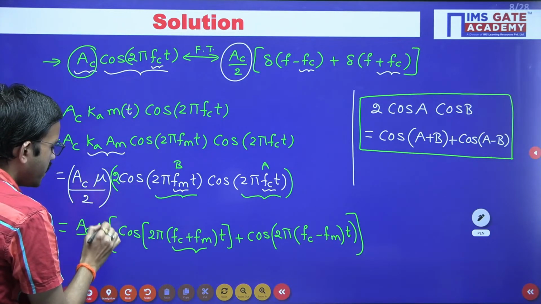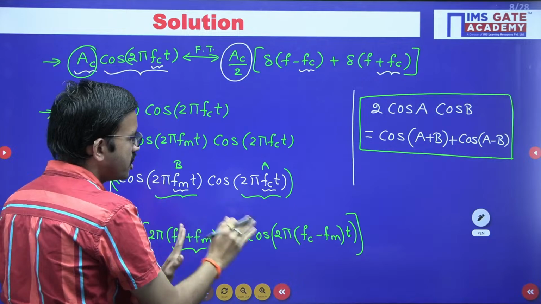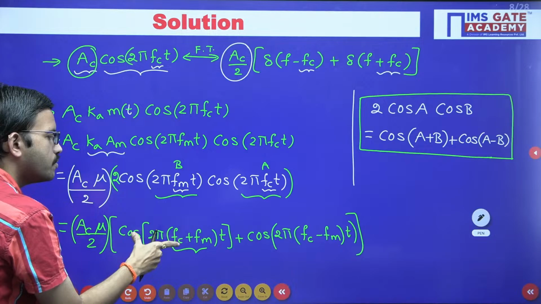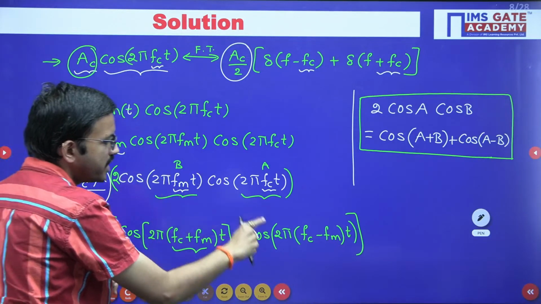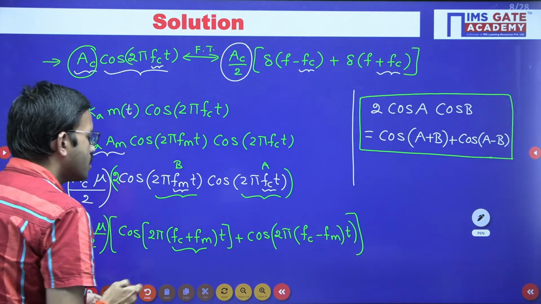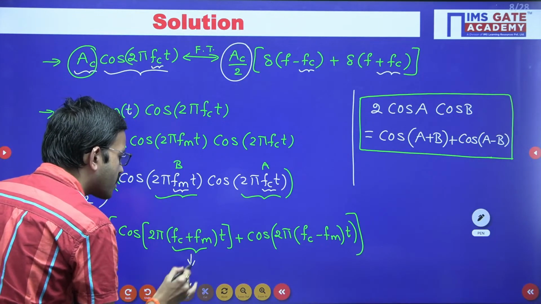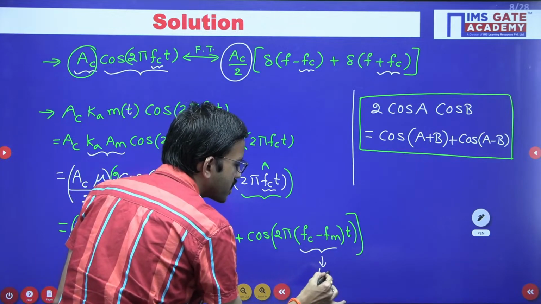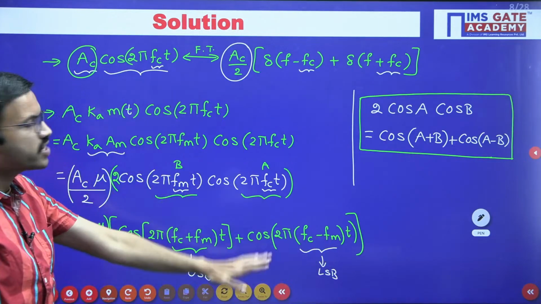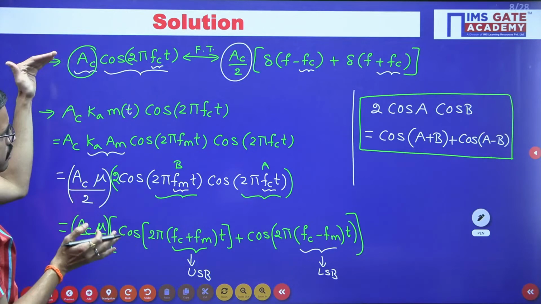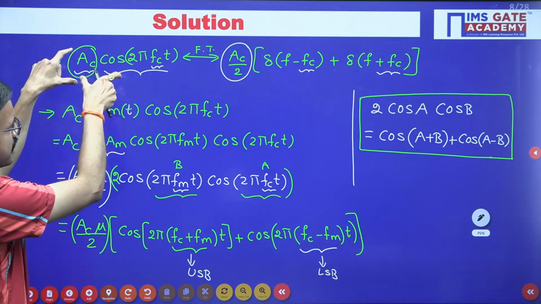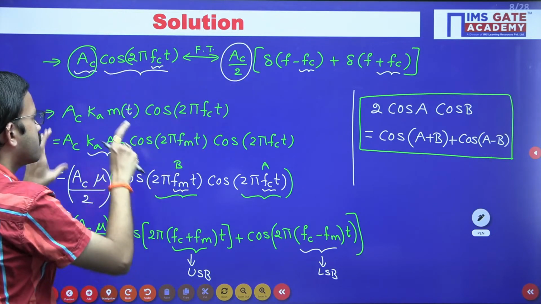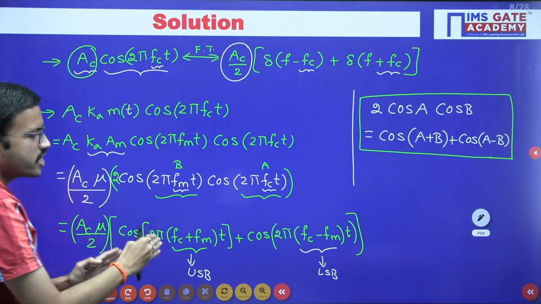If you multiply Ac mu by 2 with both the terms, this is the first part: Ac mu by 2 into cos 2 pi (Fc plus Fm) t, plus Ac mu by 2 cos 2 pi (Fc minus Fm) t. Here Fc plus Fm is nothing but the upper sideband, and Fc minus Fm is the lower sideband. I hope you are getting the clarity. I considered the standard equation of AM: this is the first part and this is the second part. When you simplify the second part, you get both the sidebands.